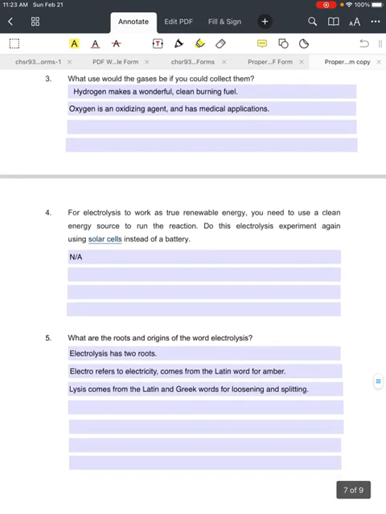It says, what are the roots and origins of the word electrolysis? Well, it's 2 roots. Electro, which refers to electricity, which actually comes from the Latin word for amber, the yellow, it's almost like a mineral in that it's used in jewelry and rings, and like a semi-precious stone because it's hard and it can be polished, but it's actually dried pine sap.